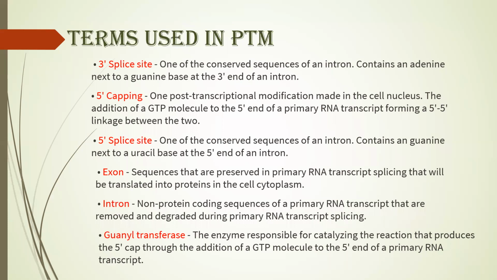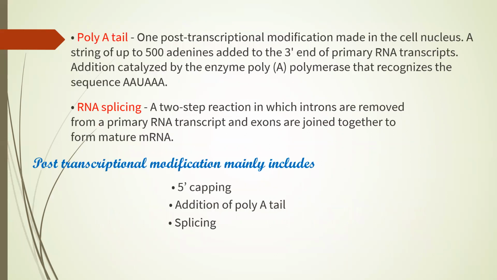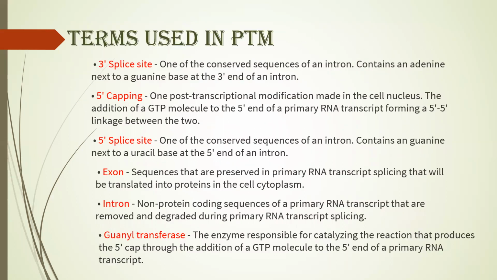And these are some terms used in post-transcriptional modification. 3' splice site: it contains an adenine next to the guanine base at the 3' end of an intron. 5' capping: it is the attachment of a GTP molecule to the 5' end of the mRNA. And then 5' splice site: it contains a guanine next to the uracil base at the 5' end of an exon.